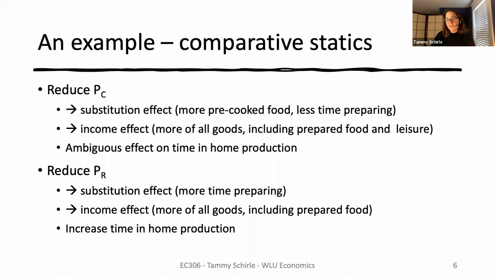If we reduce the price of ingredients, the raw food, we will see substitution effects pushing us to spend more time in home production to prepare home-cooked meals. The income effect further drives this increase in home production, so that overall, a reduction in the price of ingredients will drive an increase in home production time.